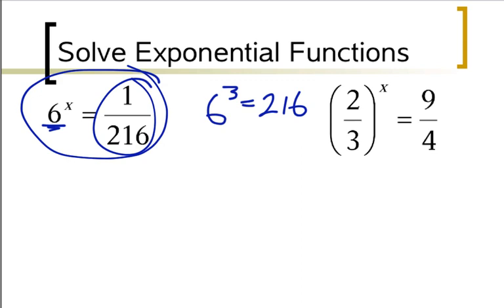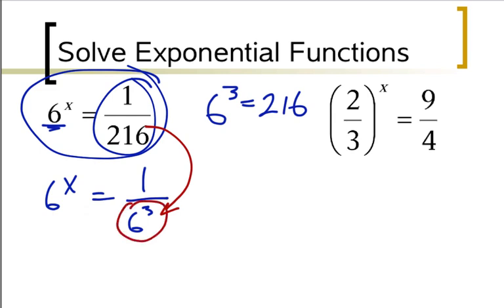Okay, well, that doesn't help you out a whole lot, because now you've got 6 to the x power equals 1 over 6 to the third, because 216 is 6 to the third power. Well, I can't have it on the bottom, because that doesn't work with my rule. I need this base to go up to the top. Well, to go from the bottom to the top, all we have to do is make the exponent become a negative. So if I rewrite this to be 6 to the x is equal to 6 to the negative third, now I actually am very good to go.